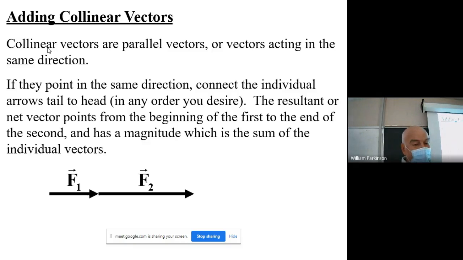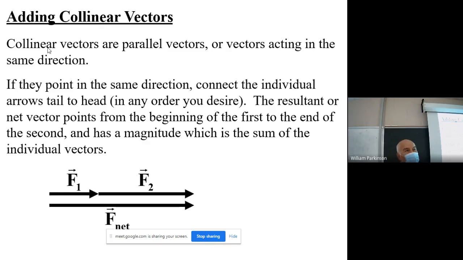I take F1 and lay it down, and since F2 is in the same direction, I lay it down so that the tail of F2 lines up to the tip of F1. Then the resultant or net vector is simply measured from the beginning to the end.